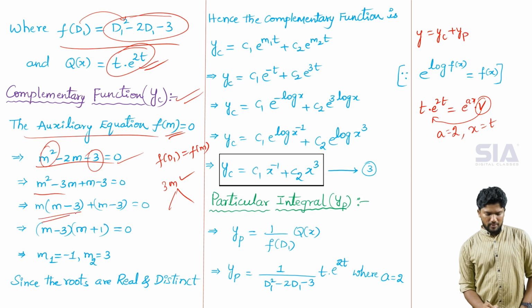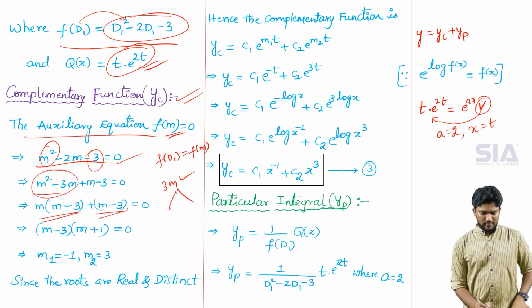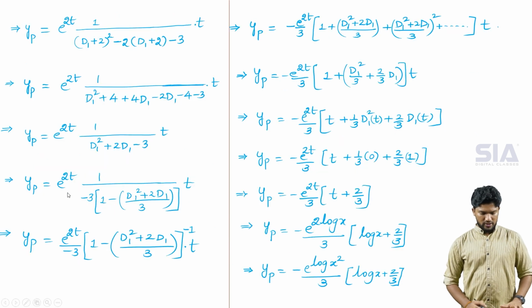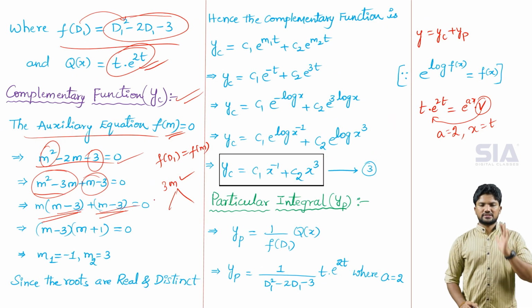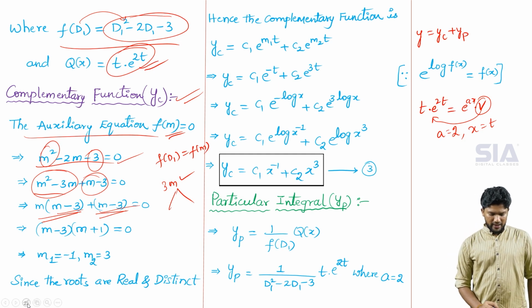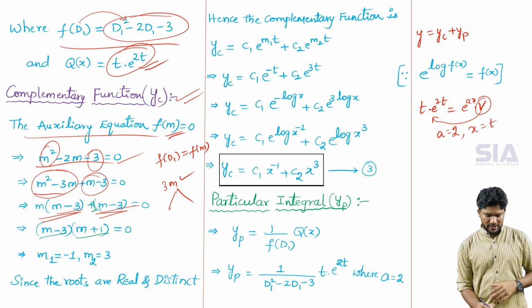Take small m common from the first two terms and take plus 1 common from the last two terms. So if you take small m, m minus 3 will come. If you take plus 1, again m minus 3 will come, equal to 0. Again take m minus 3 common, so then you will get (m minus 3) into the remaining values, m plus 1.